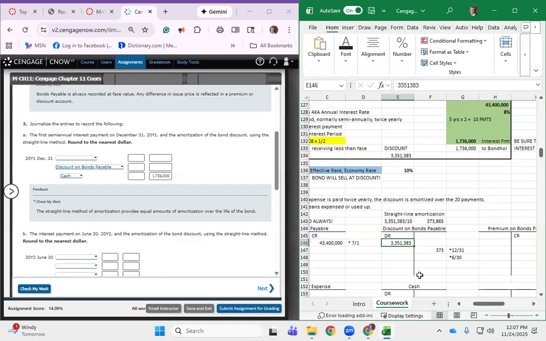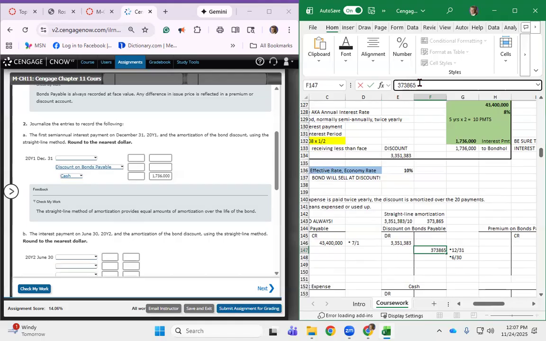You've got to divide that by how many payments of interest you're going to make. You're going to make 14. You're making 12. I'm making 10. So I divided my discount by 10. And every time I make an interest payment, I'm going to make this go down. So this is called amortizing the bond discount.